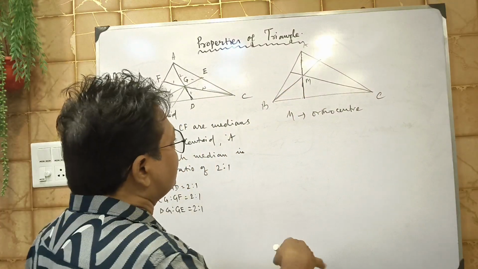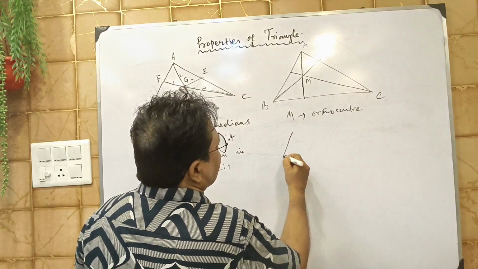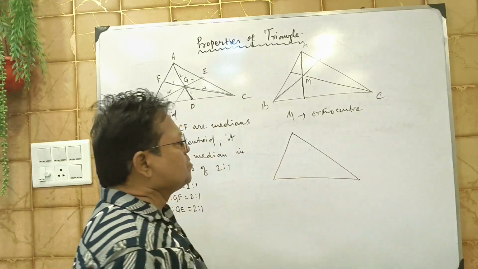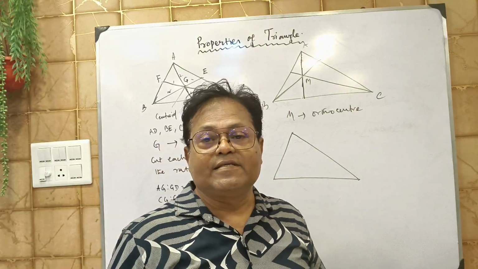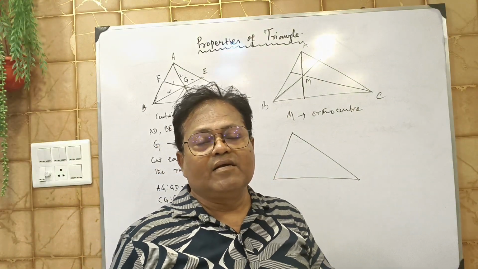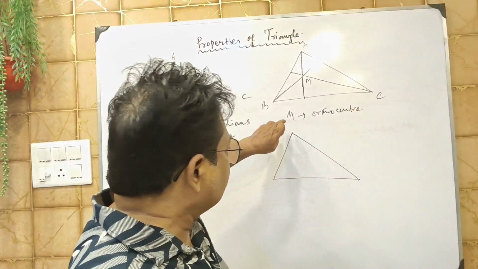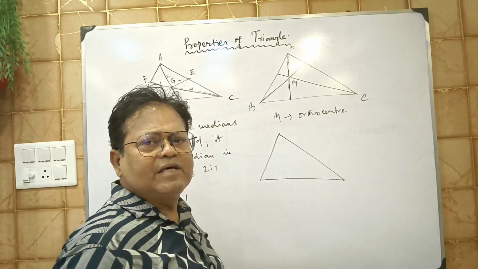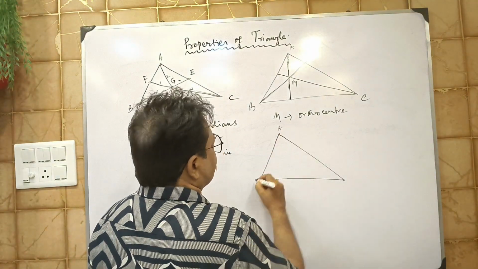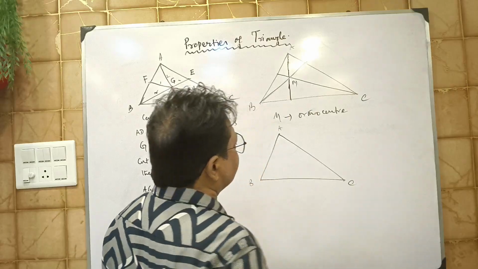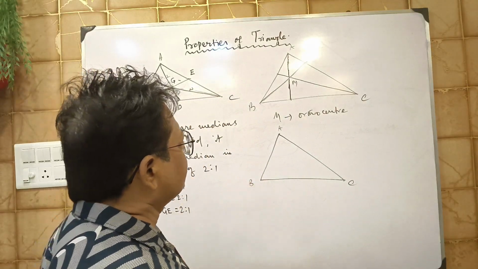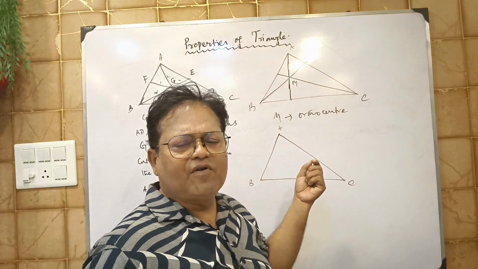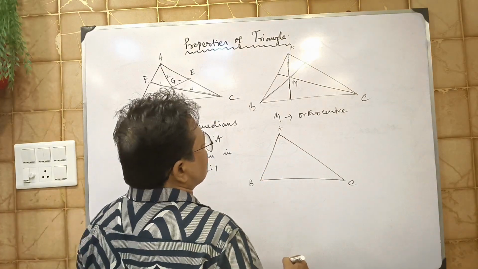Now come to the circumcenter. What is circumcenter? At first you come to know what is circumcenter. Circumcenter is the center of the circle which circumscribes this. How do you get it? Suppose ABC is the triangle. How do you get the circumcenter? Circumcenter means the center which is equidistant from the three vertices. How is it possible?